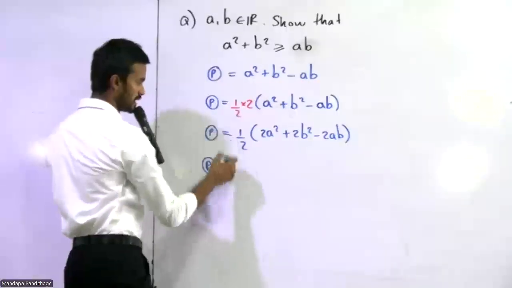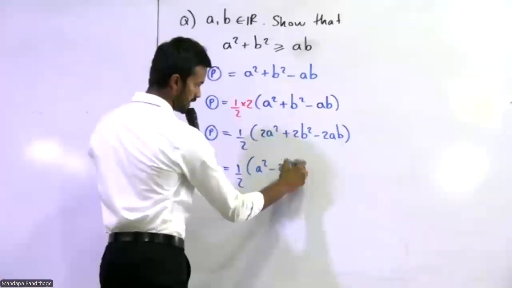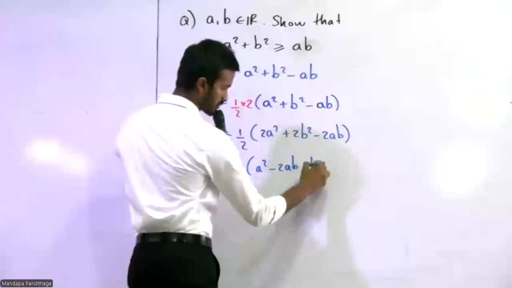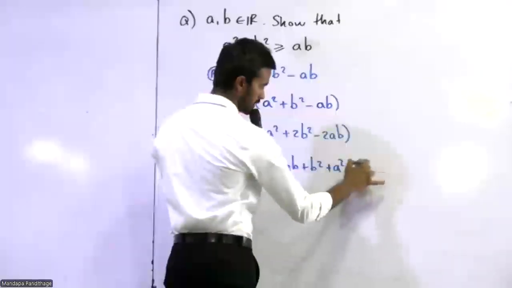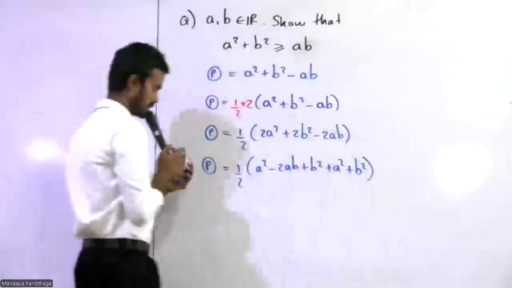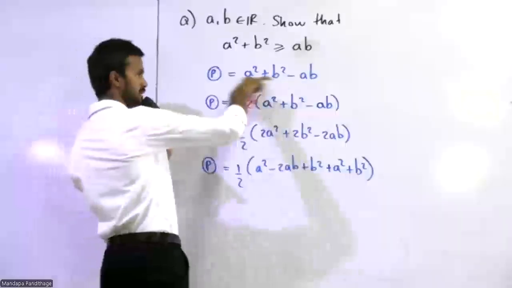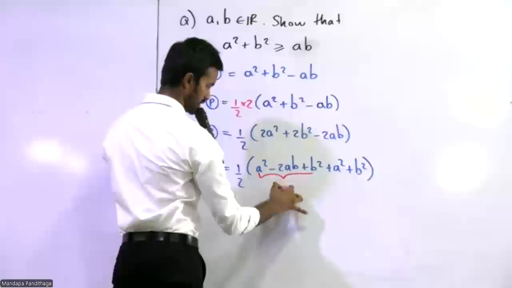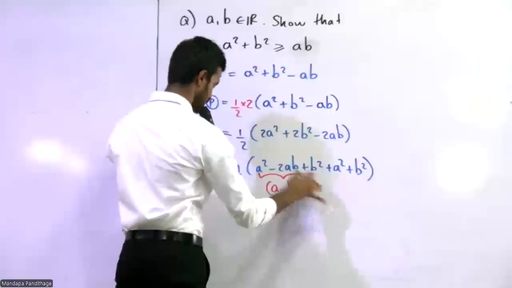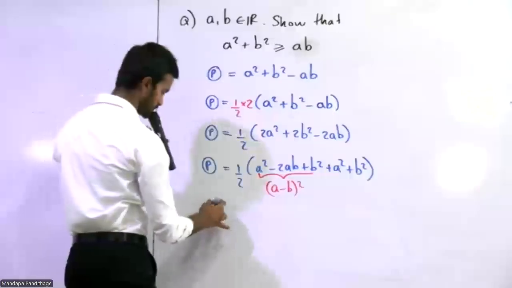I'm taking 1a squared, minus 2ab, and 1b squared. One a squared is remaining, and one b squared is remaining. So after writing in this way, the term that disturbs us from saying that this is positive was this 2ab, and then this becomes (a minus b) squared.